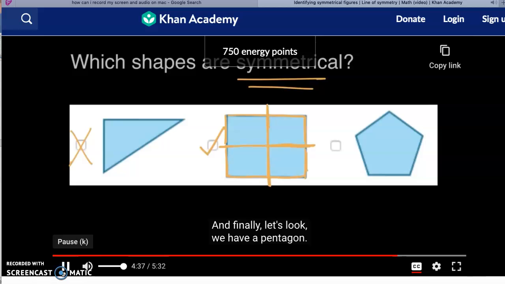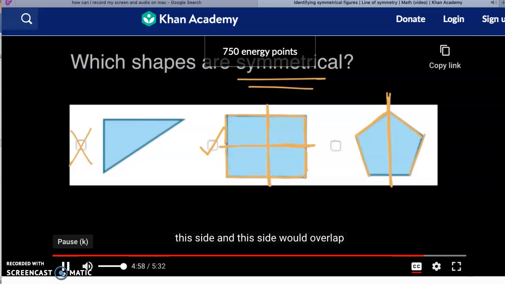Let's look. We have a pentagon. Here again, trying a line in the middle in some way is usually a good place to start. We can try to draw a line right down the center here. Then if we folded this side, it should line up nicely to this side, and this side would overlap, and these two would match exactly. So again, it has one line of symmetry, so it is symmetrical.